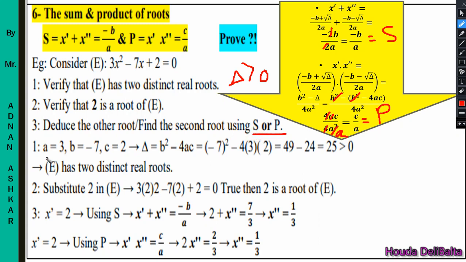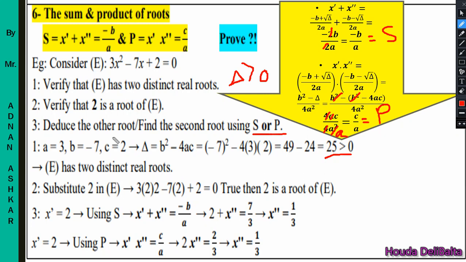Let's start. A equals 3, b equals minus 7, and c equals 2. Then delta is, applying b squared minus 4ac, minus 7 squared, which is 49, minus 4 into 3 into 2, which is minus 24. Then the answer is 25. So delta is 25, which is positive. Then surely this equation has two distinct real roots.